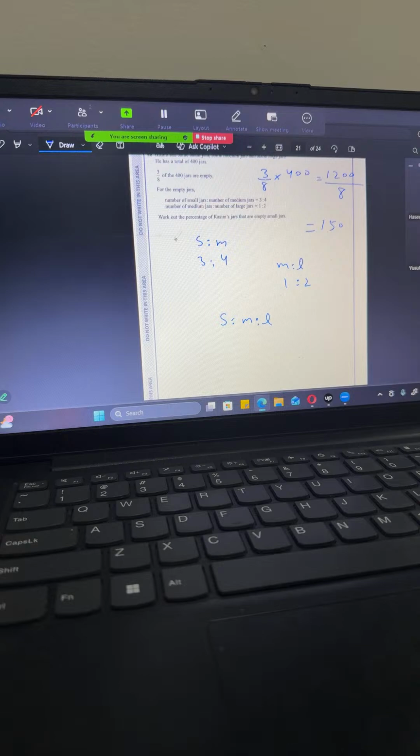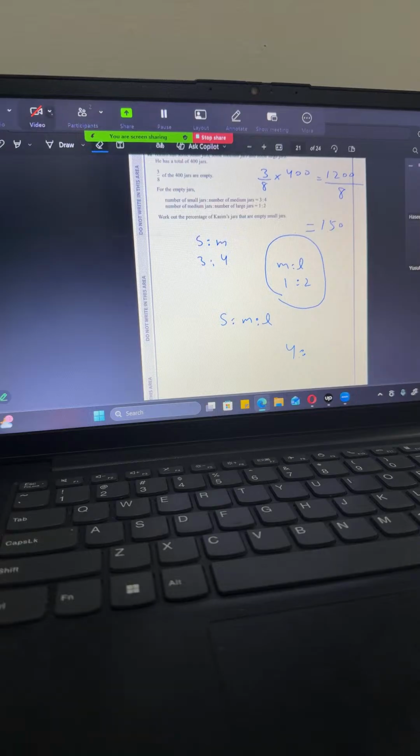We already know that small to medium is 3 to 4, and medium to large is 1 to 2. So can we write it in terms of the same ratio? If there is one medium jar, then there are 2 large jars, right? Let's say there are 4 medium jars. Now can you tell me how many large jars there will be? Is it 8? Does that make sense? Yeah, it makes sense.